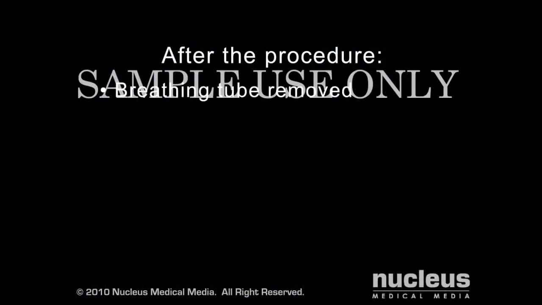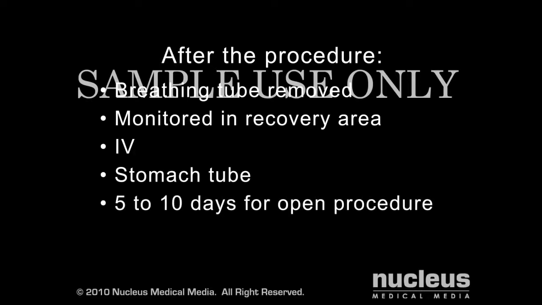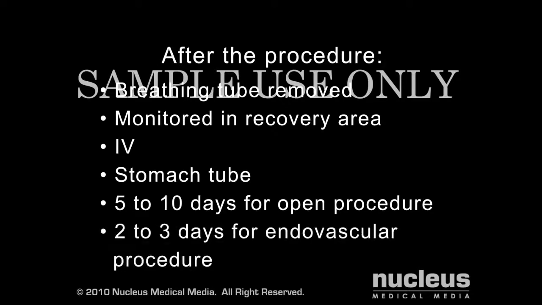After your procedure, if you had a breathing tube, it will be removed, and you will be taken to the intensive care unit for recovery. You will receive fluids and nutrition through your IV. You may also have a tube inserted through your nose and into your stomach to remove secretions until your intestines regain normal functioning. The usual hospital stay for an open procedure is 5 to 10 days, while the stay for an endovascular procedure is usually shorter, at 2 to 3 days.